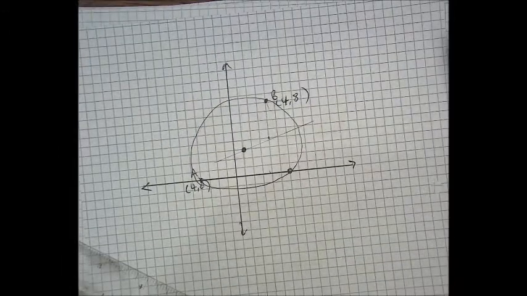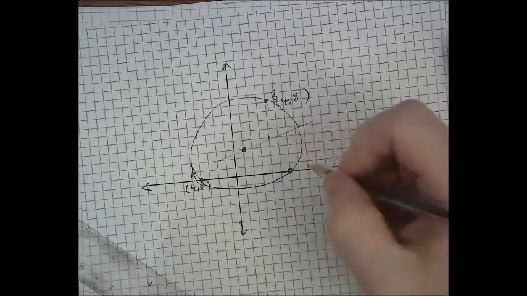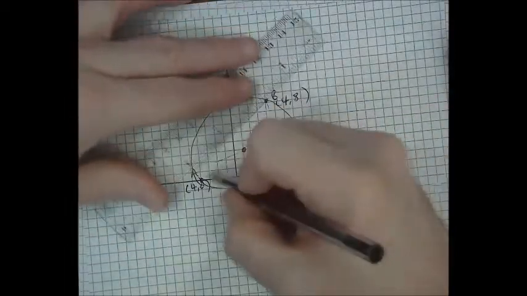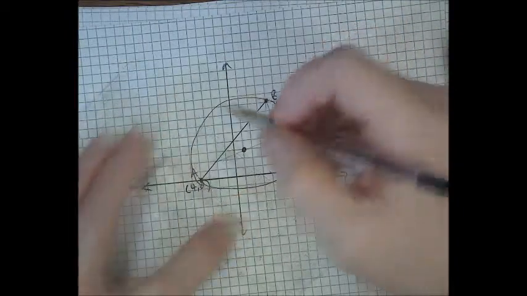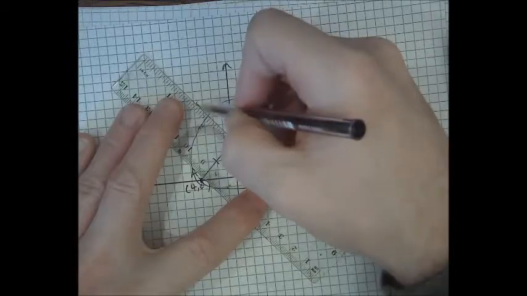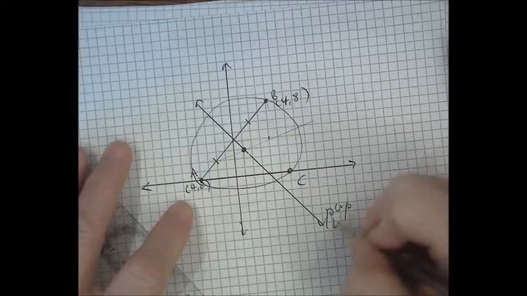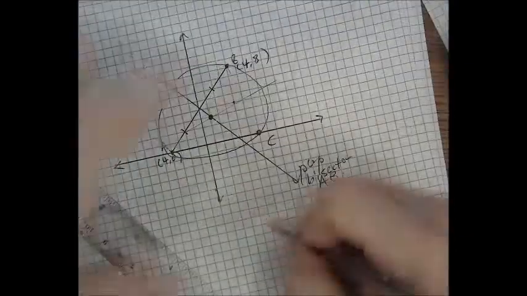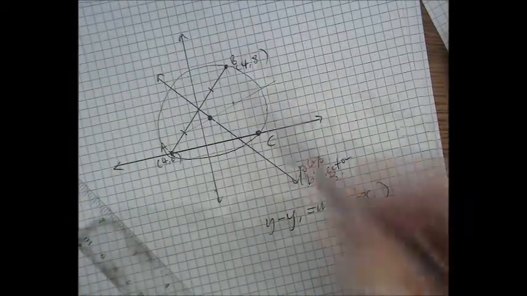Okay, so what do I actually have to do? Find the equation of the perpendicular bisector of AB. So this is the join AB. This is the perpendicular bisector. Okay, so equation for that, template. We need a point that it goes through. The point it goes through is the midpoint of those.